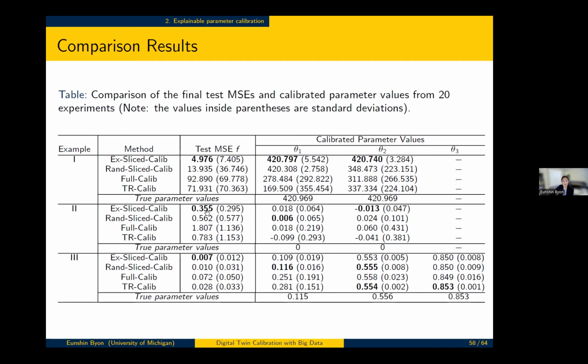So this is the result in these 3 examples. In all cases, our MSE was much smaller than the other competing algorithms. And our calibrated parameter values were close to the true parameters. So we got pretty good, promising results.